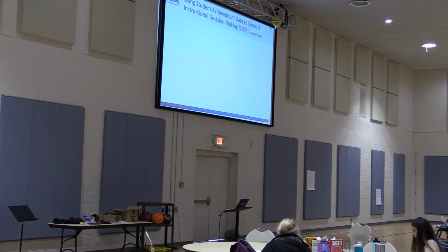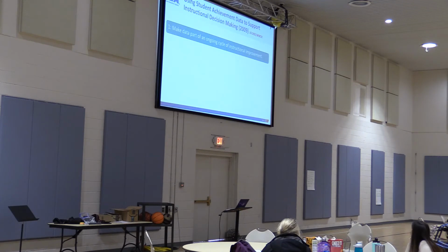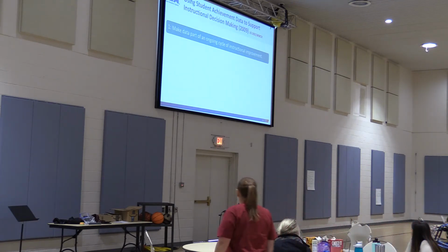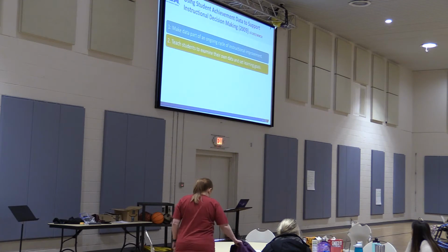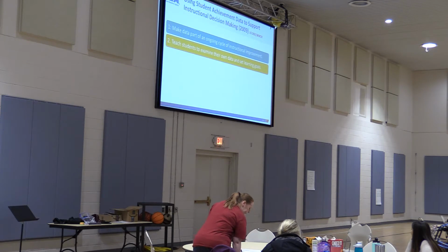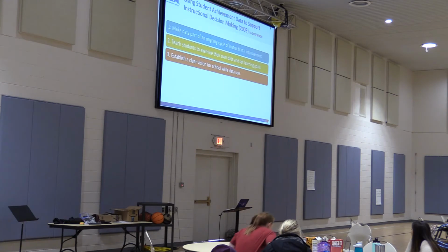The U.S. Department of Education and What Works Clearinghouse came up with 5 strategies for using data to make decisions. One is making data a part of an ongoing cycle. So meaning it doesn't finish, but it's an ongoing cycle of instruction and of improvement for your kids. The second thing was to teach students to examine their own data. And that's really important that we help kids understand what the data says and then help them to set goals.